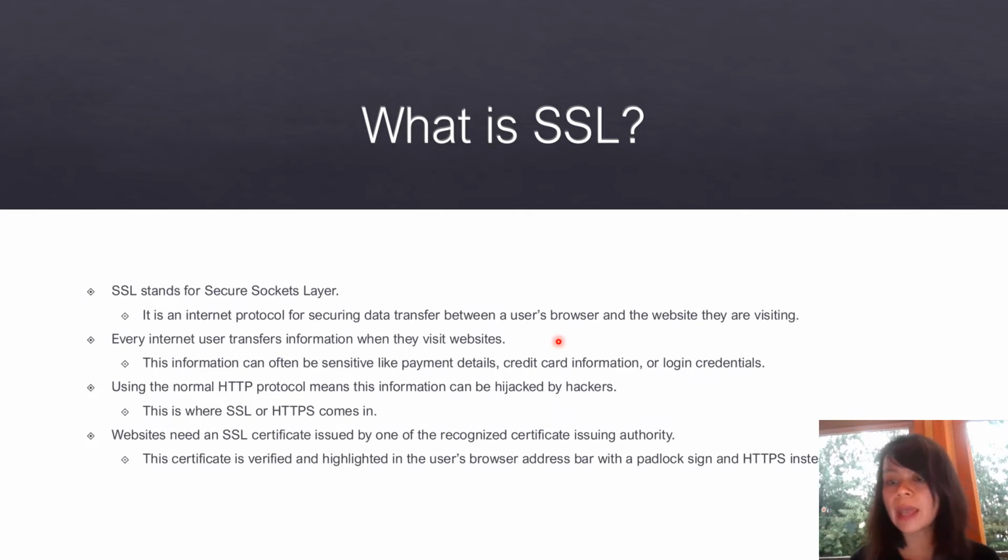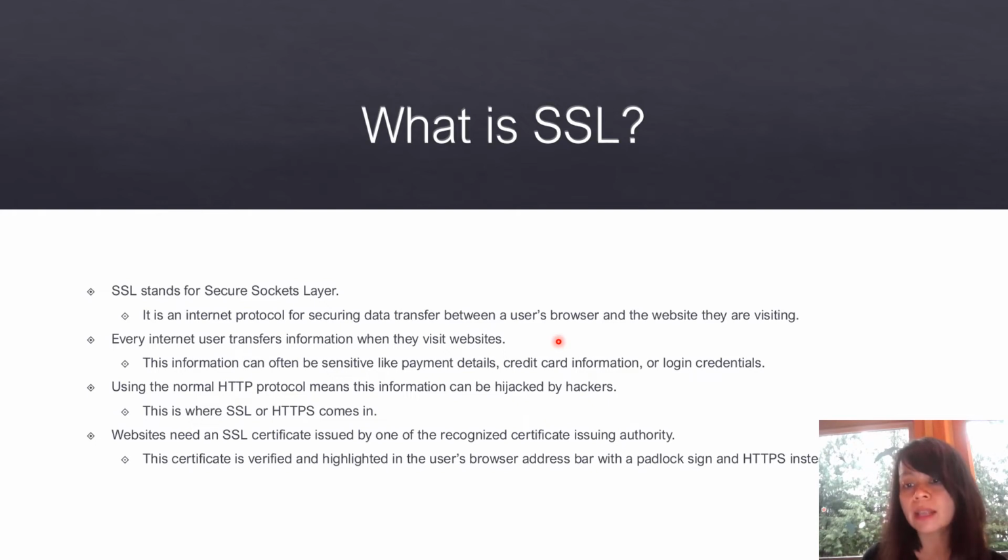The server that I have doesn't have an SSL certificate, and that's why it's not secure. But that's okay because we don't have any sensitive information. I'm not collecting any data. It's really just a space for you to do a simple website for your class. But if I was to have a real e-commerce site, I would never have a website without SSL. Using the normal HTTP protocol means your information can be hijacked by hackers.